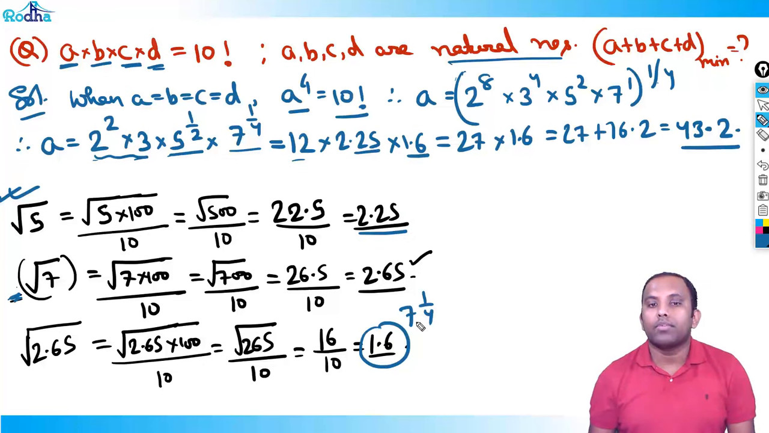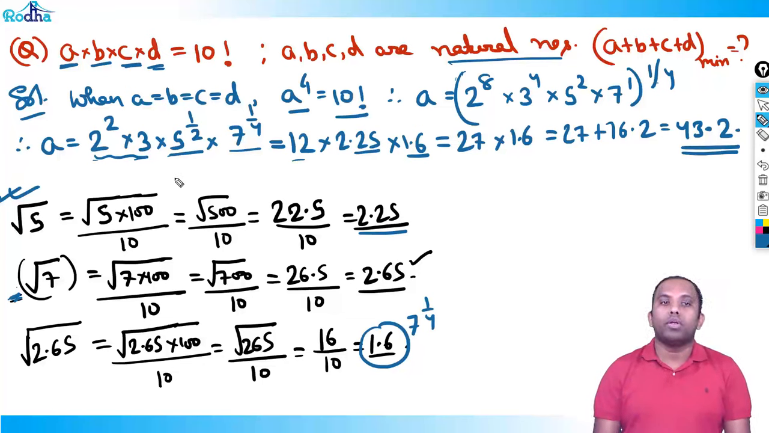And into 1.6, it becomes what? What is 1 by 1.6? 7 raised to 1 by 4. We write here 7 raised to 1 by 4. Should not have any confusion. This is a very good question. So it is 43.2. So it's around 43.2.